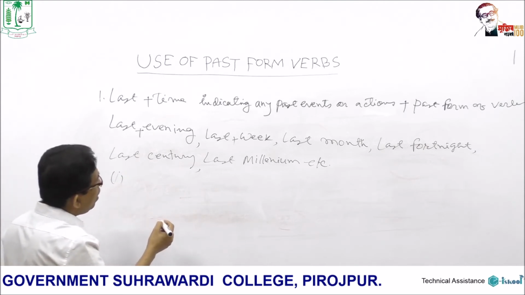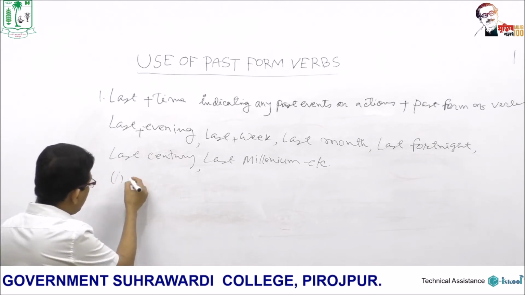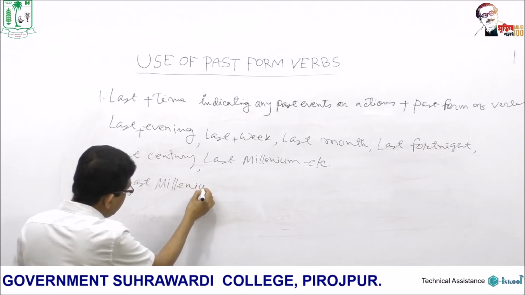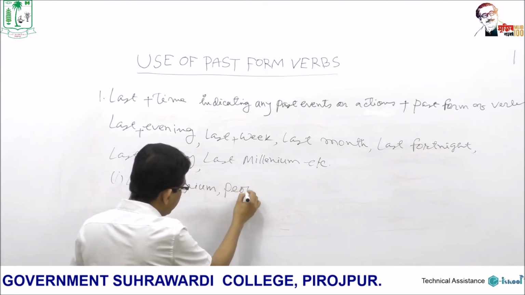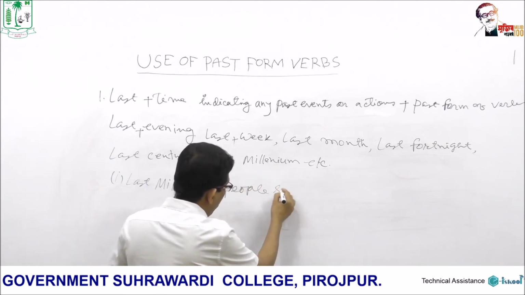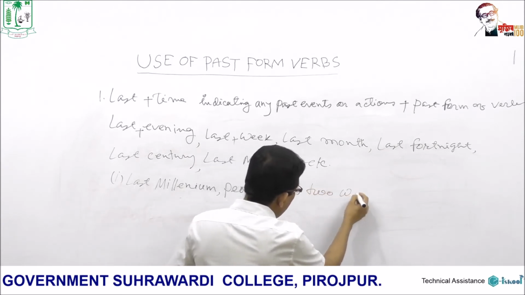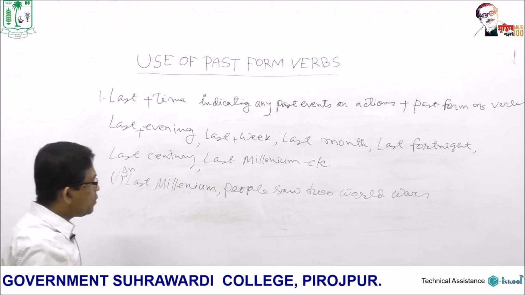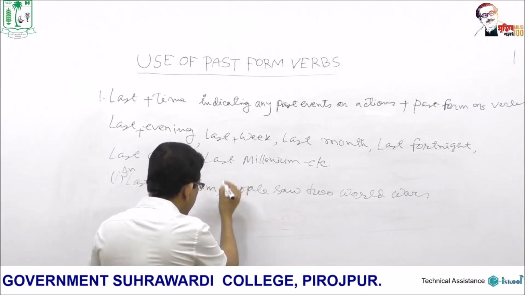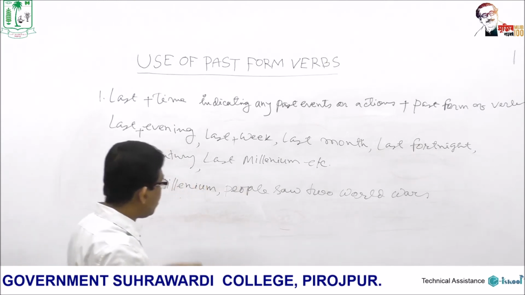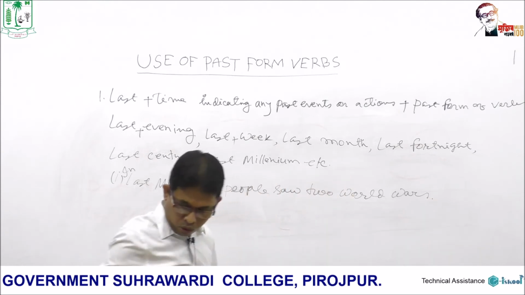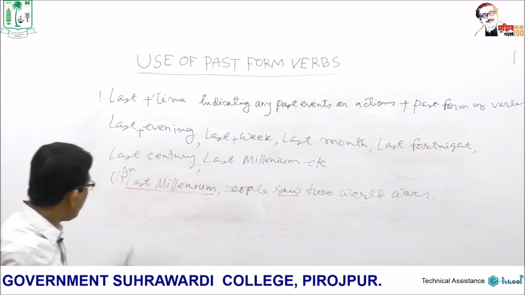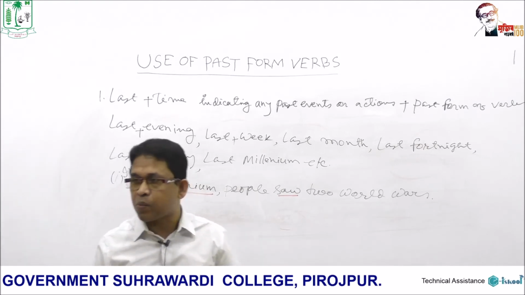Number one: in the last millennium, people saw two old horses. People saw two old horses in the last millennium. As it is last plus time, people saw, here "saw" is the past form of "see". So when there is "last" before any time, then we have to use the past form of verbs.